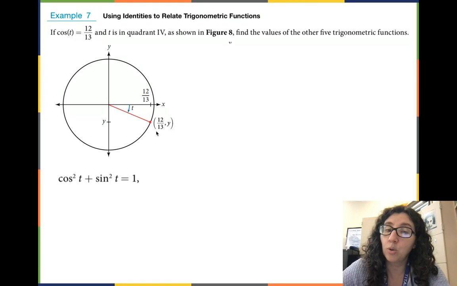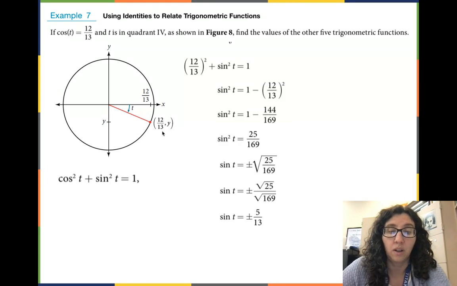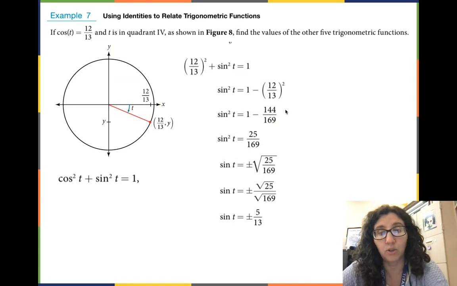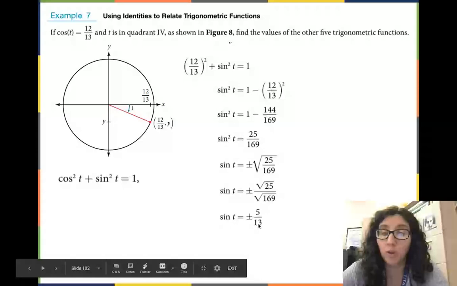I know that cosine is 12/13. So 12/13 squared plus sine squared is going to equal 1. So I want to solve for sine squared. So bring this to the other side, do the math, take the square root, and then simplify this, right? It's 5/13. That's why they use the squared number.